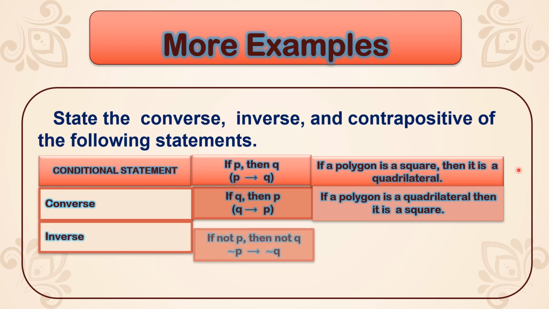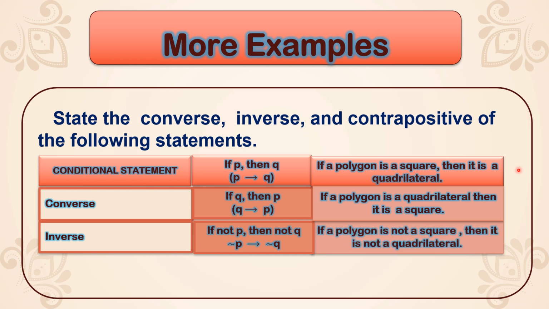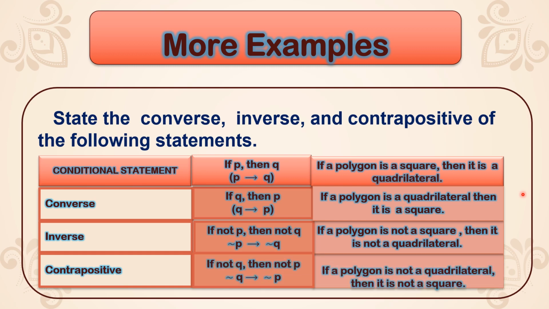Okay, next, for the inverse. Ang magiging statement po natin ay, if a polygon is not a square, then it is not a quadrilateral. Okay, na-negate na po dito si hypothesis and conclusion. Nagkaroon na siya ng word na not. Okay, doon sa contrapositive, so, ang atin pong statement dyan ay, if a polygon is not a quadrilateral, then it is not a square. Okay, so nagkaroon na po ng interchanging si conclusion at saka si hypothesis. And then, na-negate na po si conclusion and hypothesis.